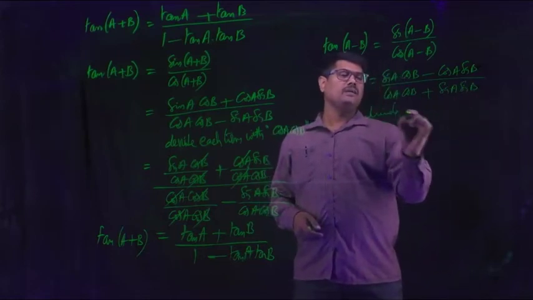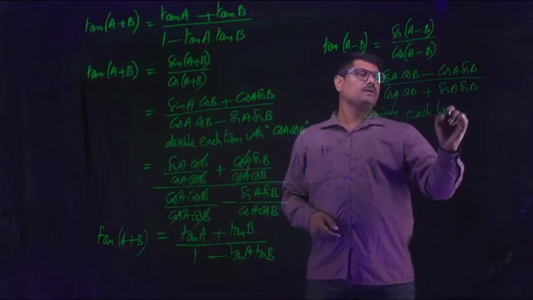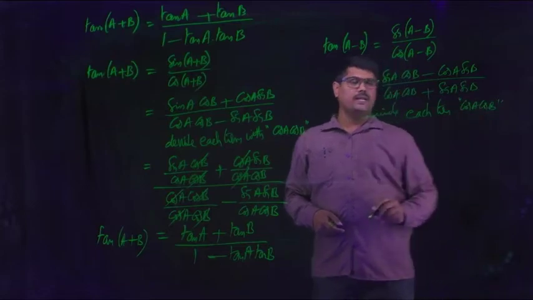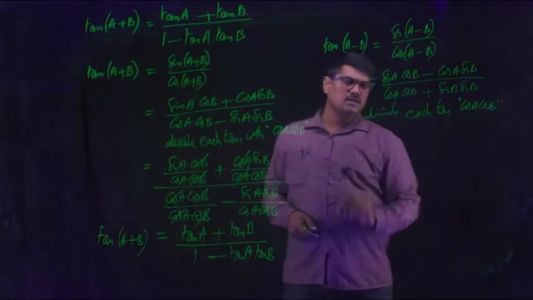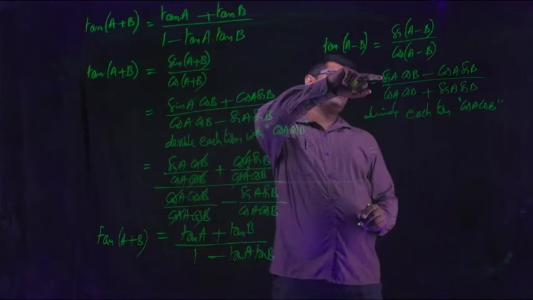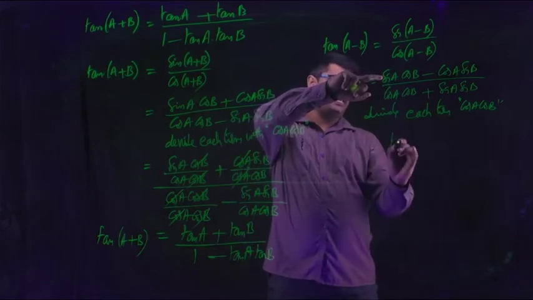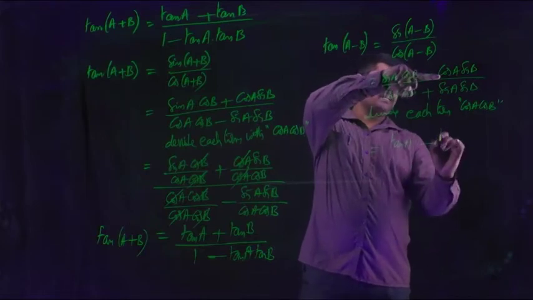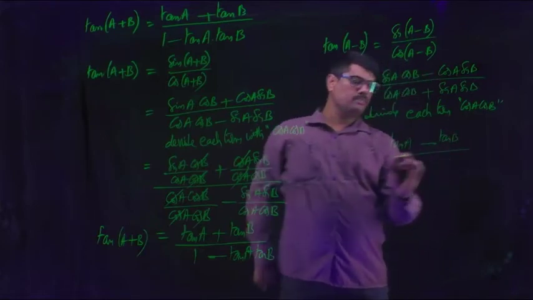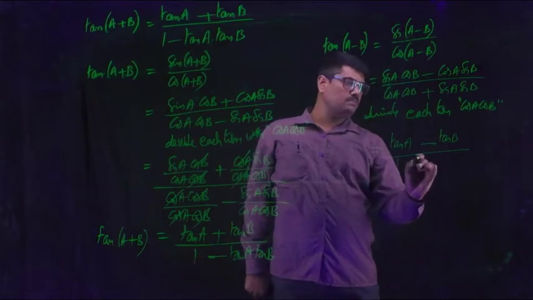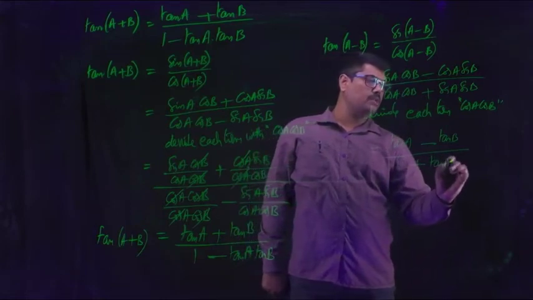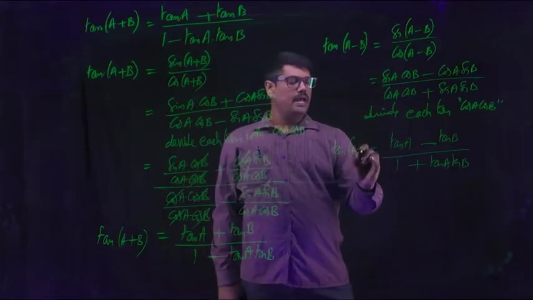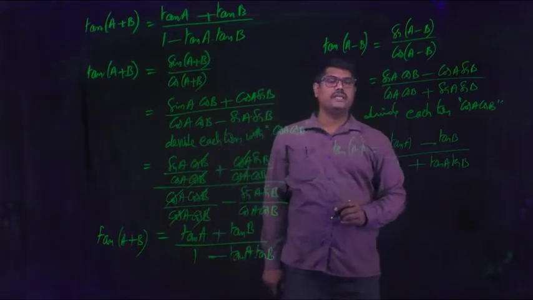Divide each term with cos A cos B. You will get the final answer in terms of tan. Dividing this one with cos A cos B, you will get tan A here, minus, dividing with cos A cos B, you will get tan B. Here you will get 1 plus tan A tan B. So tan of A minus B is tan A minus tan B by 1 plus tan A tan B.